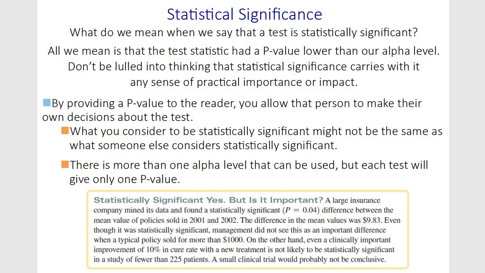Okay, so what does alpha levels do? Well, it helps with the statistical significance. So what we mean by statistically significant is that our test statistic, our p-value, was lower than our alpha level. So if we said 0.05 is what we want to see for it to be rare, and we get a p-value of 0.03, we're good because it was under 0.05.